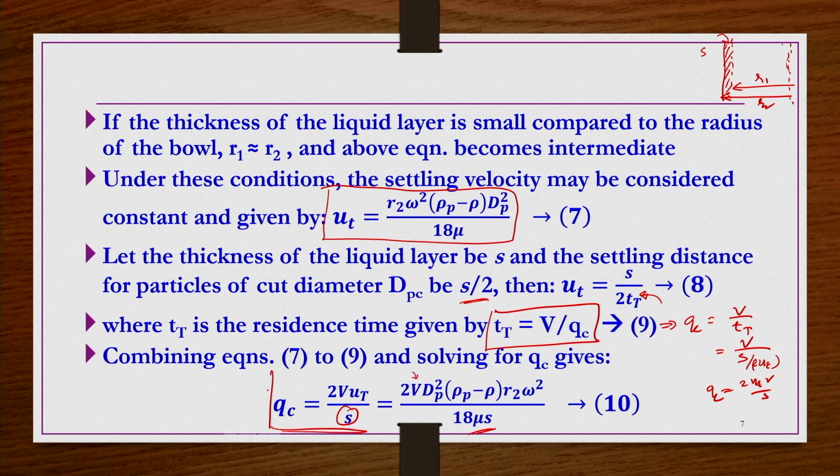So, this equation is more suitable when you have a very thin liquid layer where R1 is almost close to R2. Now, the sigma value for scale up. This sigma value is in general used to find the scale up for industrial applications. What does it physically indicate?